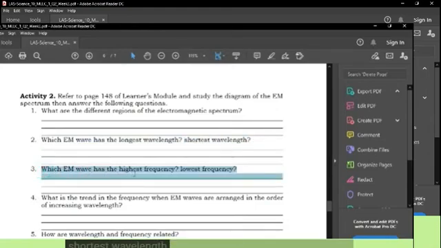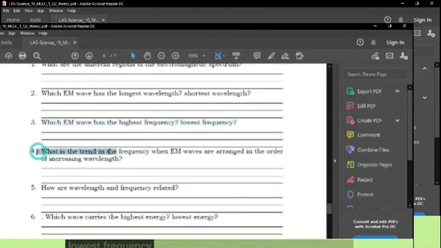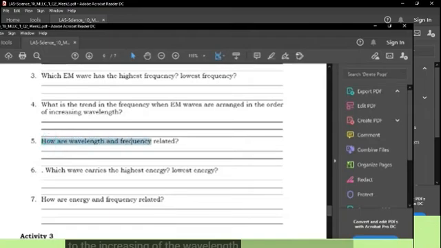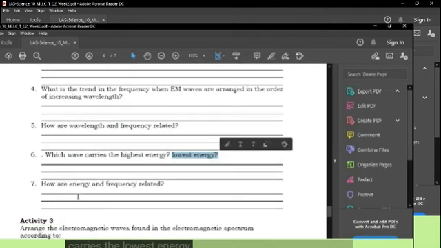Number 2, which EM wave has the longest wavelength and which one has the shortest wavelength? Number 3, which EM wave has the highest frequency and which one has the lowest frequency? Number 4, what is the trend in the frequency when EM waves are arranged in order of increasing wavelength? So you're going to write all the EM spectrum here in accordance to the increasing of the wavelength. And number 5, how are wavelength and frequency related? So you're going to describe the difference between wavelength and frequency on this number. Number 6, which wave carries the highest energy and which one carries the lowest energy? And for the last number, how are energy and frequency related?